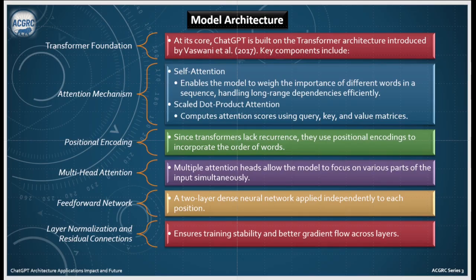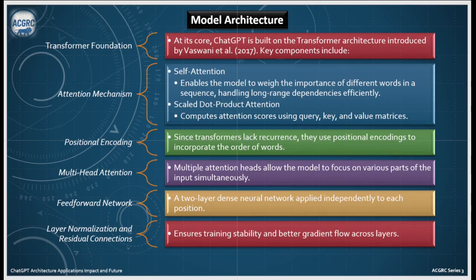Model architecture. Transformer foundation. At its core, ChatGPT is built on the transformer architecture introduced in 2017. Its key components include attention mechanism, positional encoding, multi-head attention, feed-forward network, and layer normalization and residual connection. Let's look at each of them.